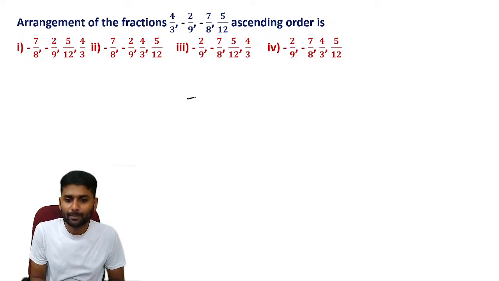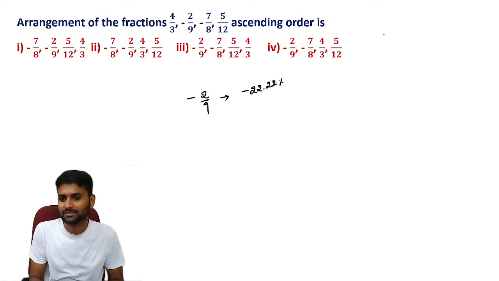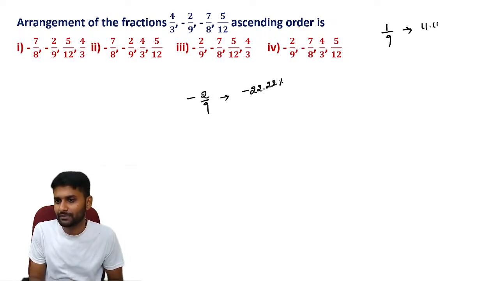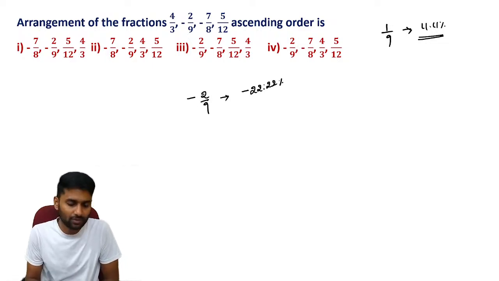First of all, guys, minus 2 by 9. You already know the percentage value. Minus 2 by 9 is minus 22.22%. The reason: 1 by 9 of a fraction is exactly equal to 11.11 percent. So minus 2 by 9 is exactly equal to minus 22.22 percent.